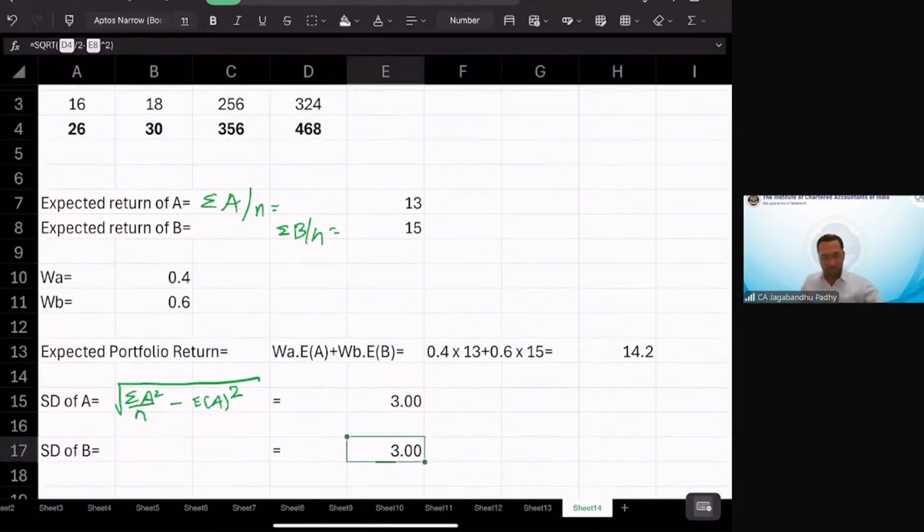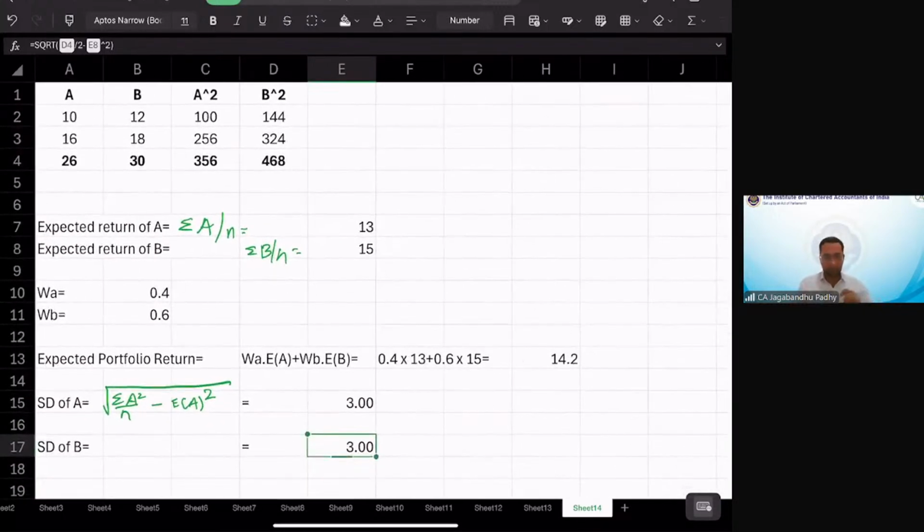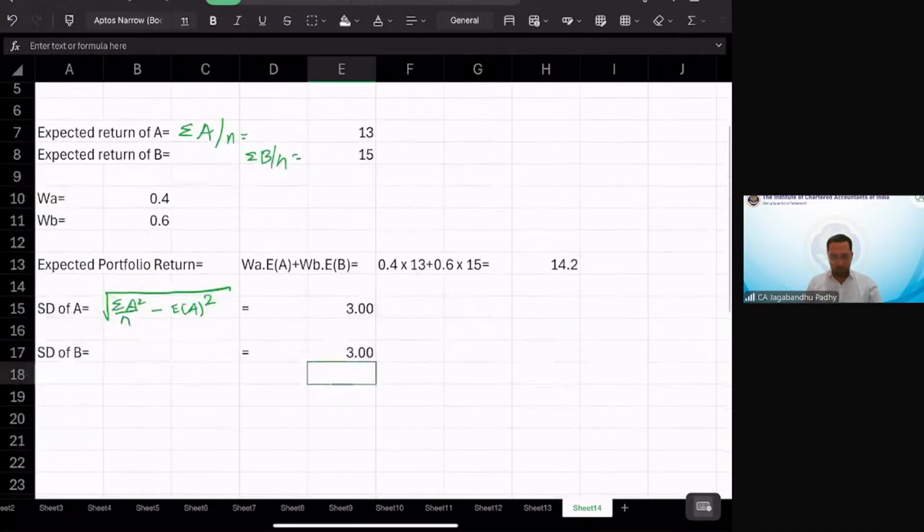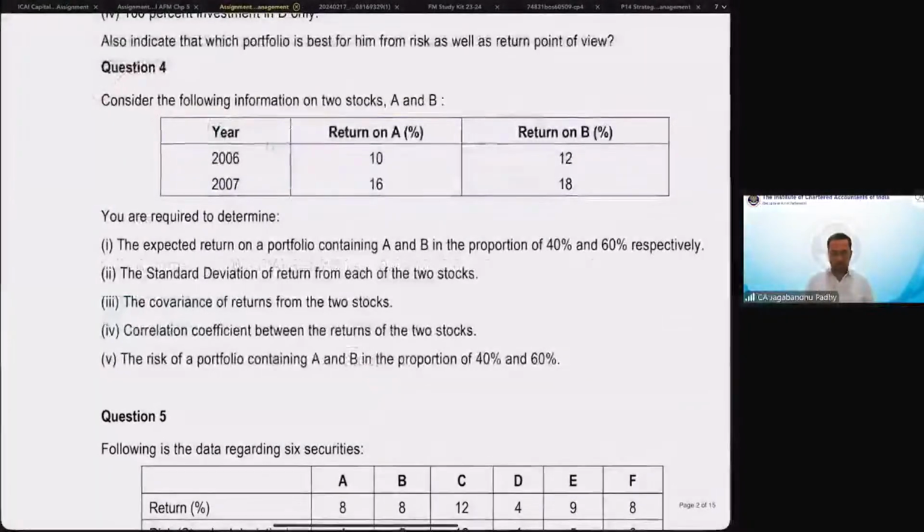Are we able to get these standard deviations, everyone? Are we able to calculate the standard deviations? Are you able to calculate the standard deviations, guys? Okay. So the standard deviation of A and B is done. So that's the second part.